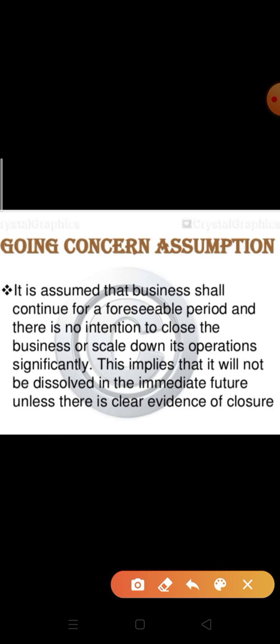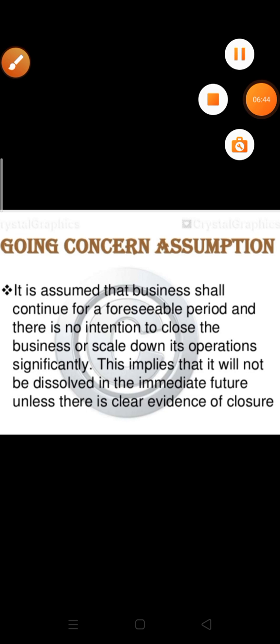Next is the going concern assumption. It is assumed that the business shall continue for a foreseeable period and there is no intention to close the business or scale down its operations significantly. This implies that it will not be dissolved in the immediate future unless there is clear evidence of closure.